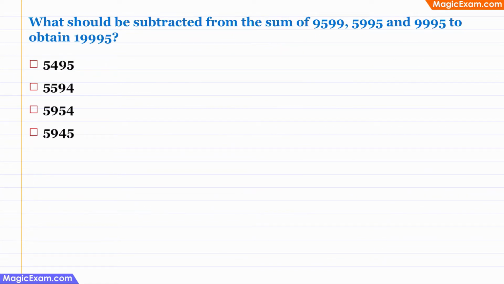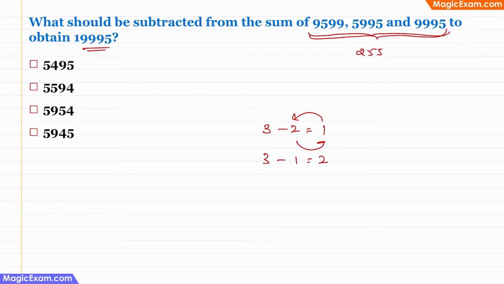What should be subtracted from the sum of 9599, 5995 and 9995 to obtain 1995? This is a very simple question. If you look at it this way, if you know 3 minus 2 is equal to 1, then if you switch them around, then 3 minus 1 is equal to 2. So here we have to do the same thing. First add up these three numbers. We will get 25589. So from 25589, if we subtract 1995, then we will automatically get the answer.